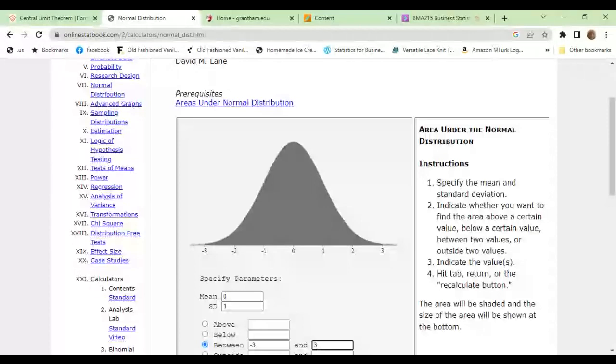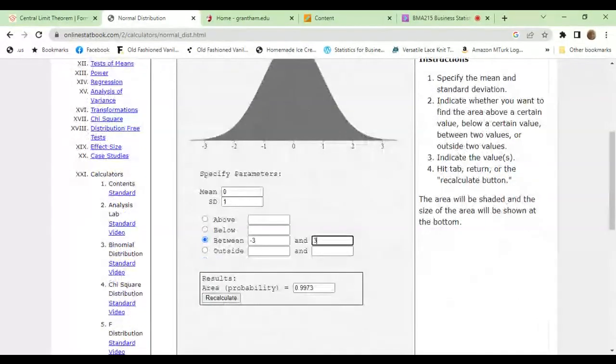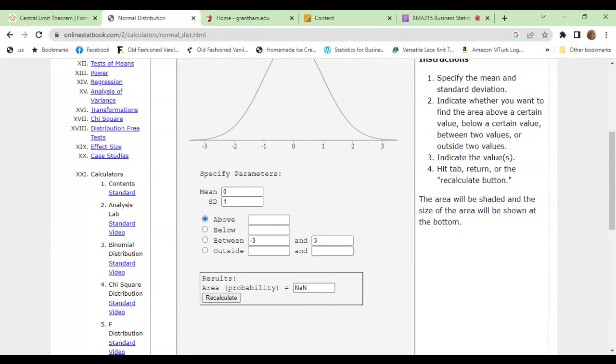So we're going to go to that calculator I was telling you about. The normal calculator: the mean is 0, the standard deviation is 1, and then all you have to do is decide, is it above, below, between, or outside? Outside means to the left or to the right. So since it's greater than, we want above -1.2, and that's all you have to do. So don't overthink this.